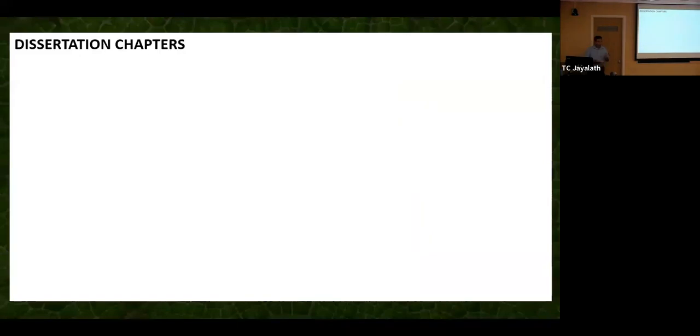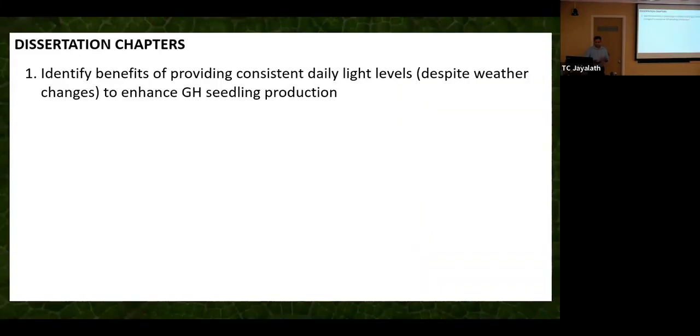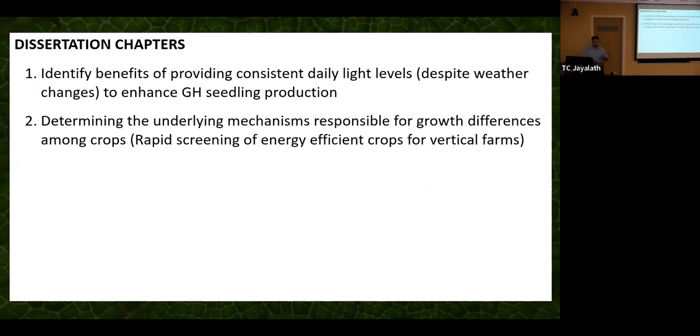From this, I have 5 different studies I'm going to talk about. In the first study, I tried to identify the benefits of providing consistent daily light levels for greenhouse seedling production. In the second study, I tried to determine the underlying mechanism responsible for growth differences between faster-growing crops and slower-growing crops, so that can help to screen faster-growing crops for vertical farms.